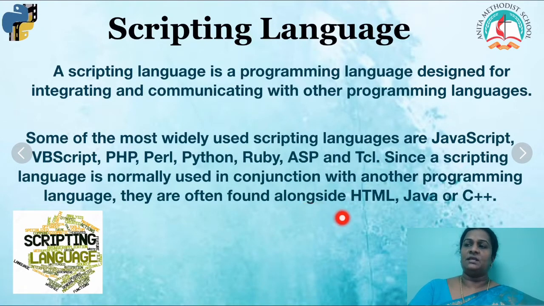Since a scripting language is normally used in conjunction with another programming language, it is often also found with HTML, Java or C++. It can also be used with HTML, Java or C++. So these are not scripting languages. Okay. So this is all about what a scripting language is. It's designed to integrate and communicate with other programming languages. Correct.